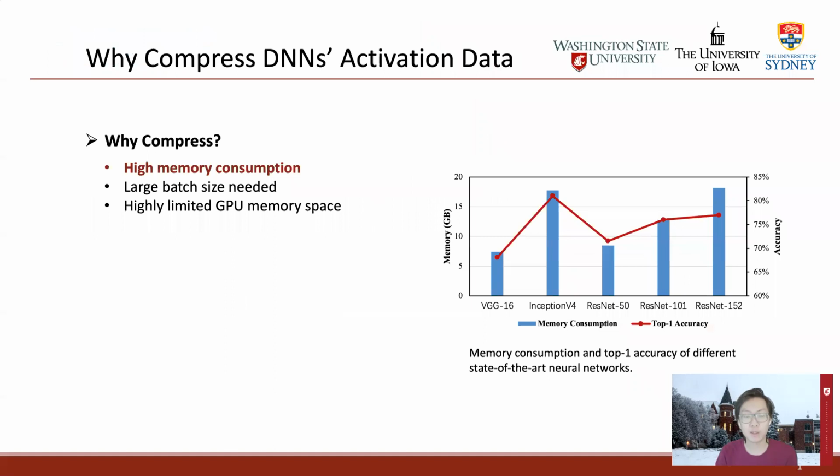So to start with, why compress neural network activation data? In recent years, neural networks have become deeper and wider, and in general we want higher accuracy, and that introduces a lot of intermediate activation data and hence higher memory consumption. It also limits the batch size that we can use when training such neural networks.